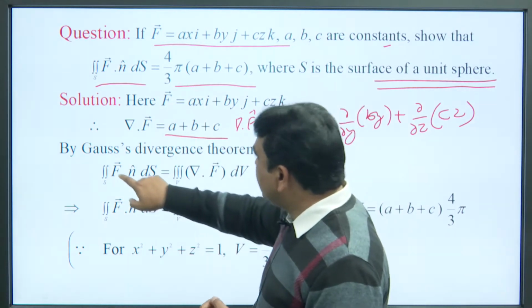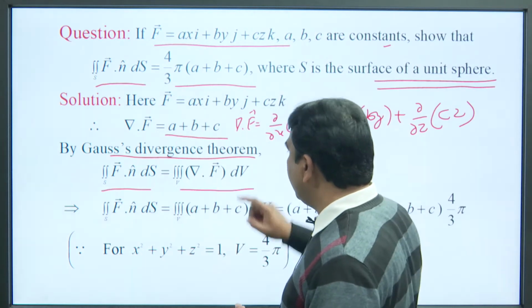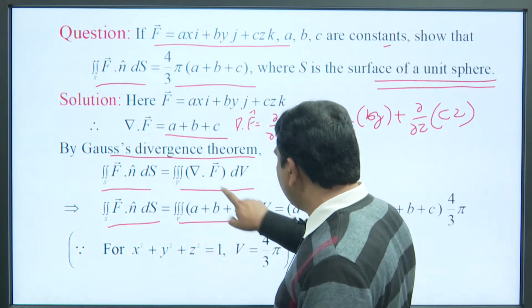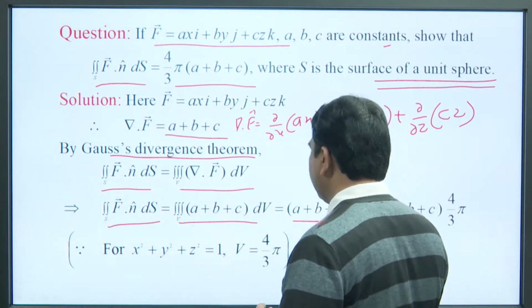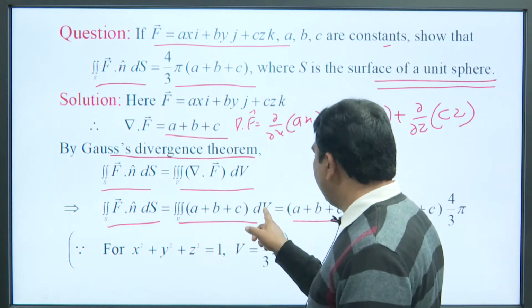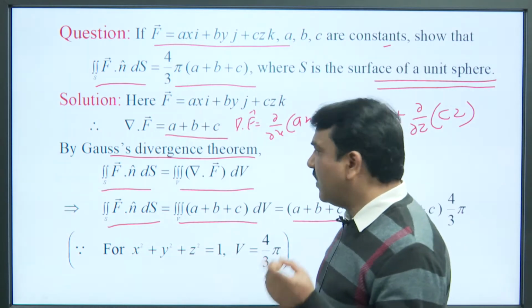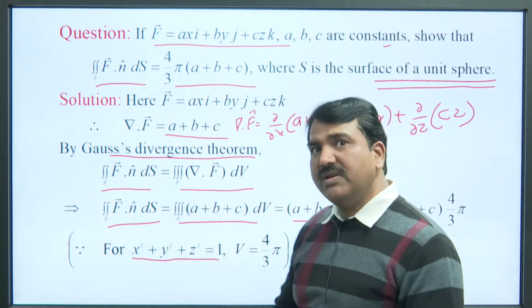Now, by the Gauss divergence theorem, the integral of f dot n ds is equal to the integral of divergence f dv over V. So here f dot n ds is equal to the integral of (a plus b plus c) dv, which is equal to (a plus b plus c) into V, because the triple integral of dv over V becomes V. And what is the V here? V is the volume of the unity sphere, x square plus y square plus z square equal to 1.